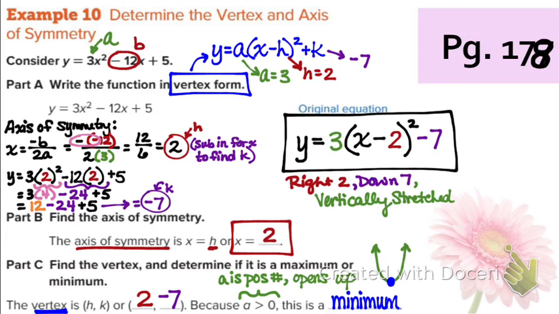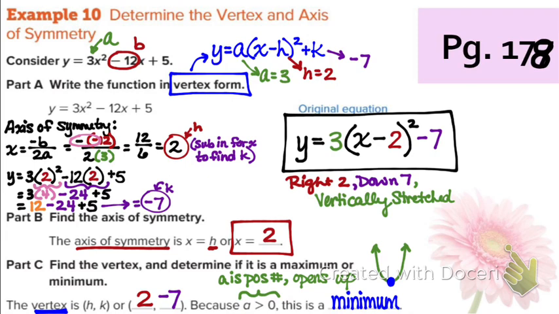Now, if that 3 was, say, negative 3, would it be vertically compressed or still vertically stretched? It would still be vertically stretched, but it would also be reflected. If your a value is more than 1 unit away from 0 in either direction, it's a stretch. If you are within 1 unit on either side of 0, that's when it's a compression. If it's a negative and it's greater than 1, it's vertically stretched and reflected.